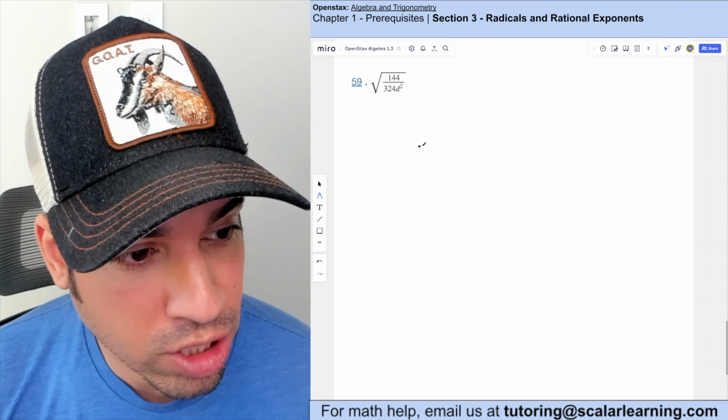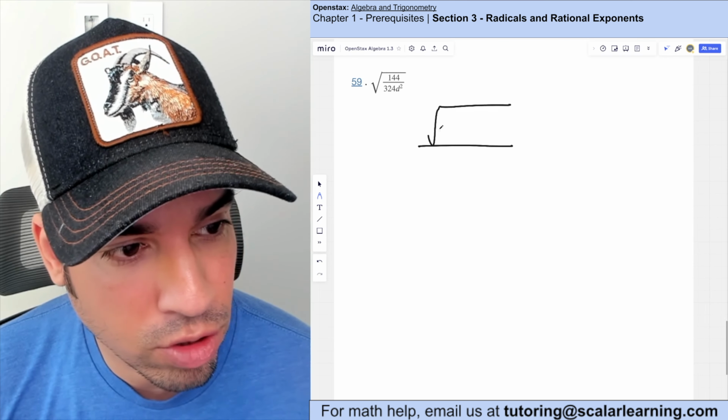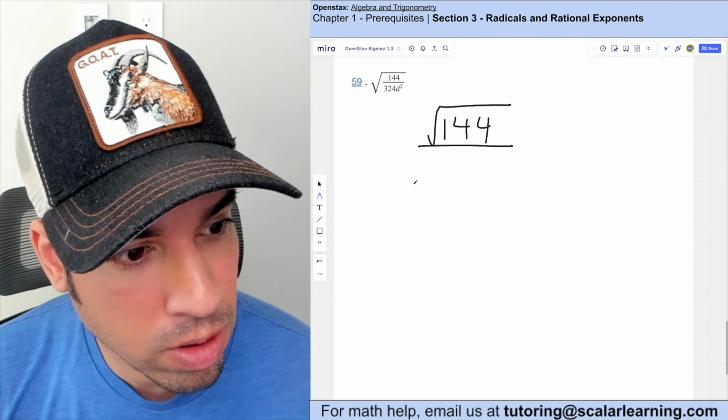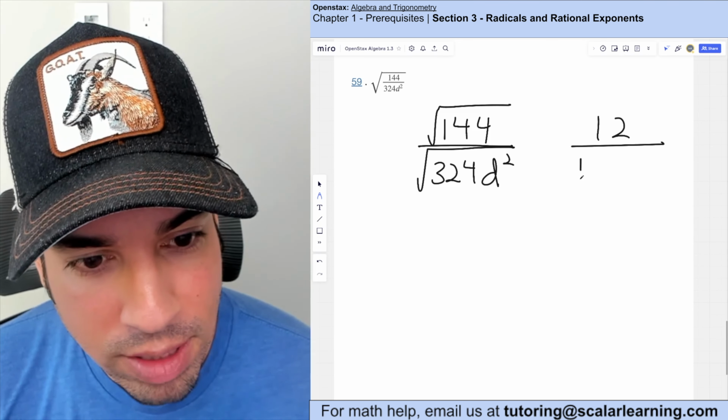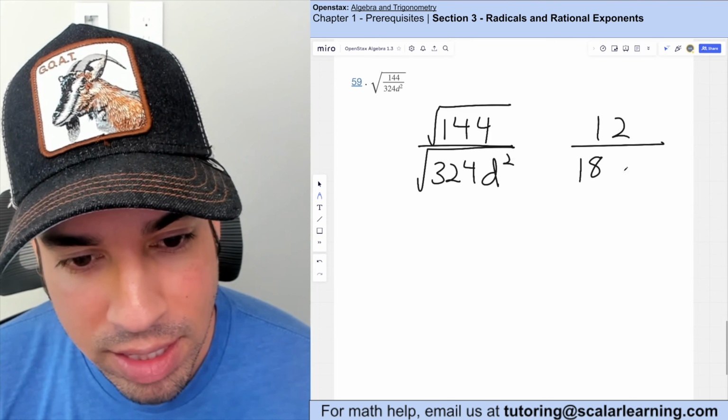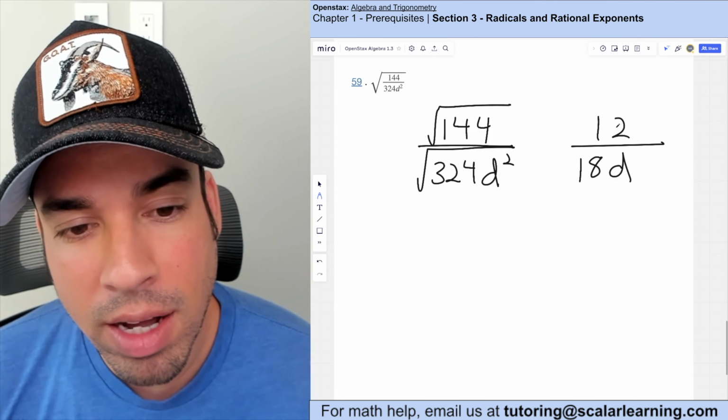So here, everything is a perfect square. That's super nice. So I'm just going to, again, separate it out. You don't even really need to do this, but I will just do this just for fun. So the square root of 144 is 12. The square root of 324 is 18. And the square root of d squared is simply d. Now I can simplify.